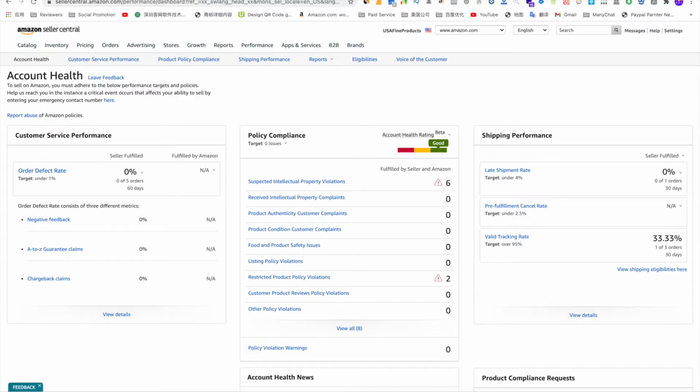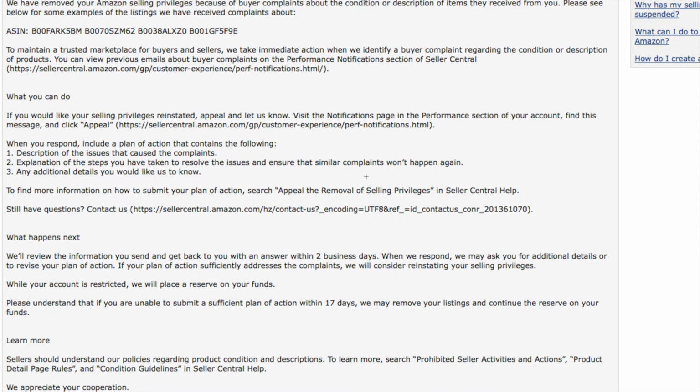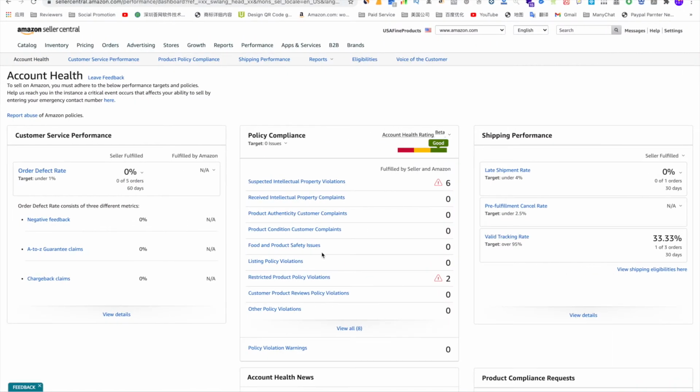Now we're going to talk about your seller account health. This is very important because if you're not careful, you will receive an Amazon notification like this, telling you your seller account, rather than a listing, has been suspended. If your account gets suspended, all your listings become suspended too. So you don't want that.